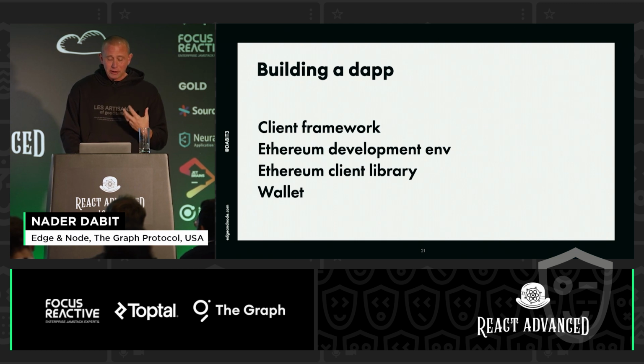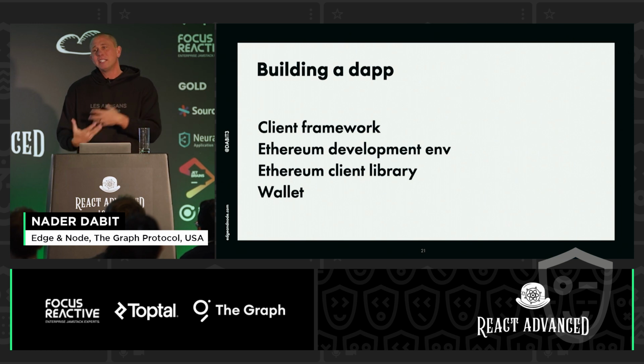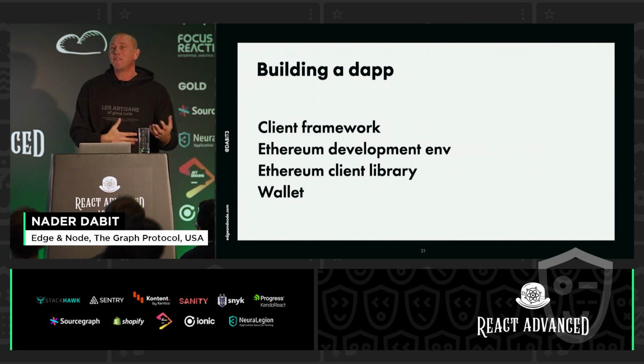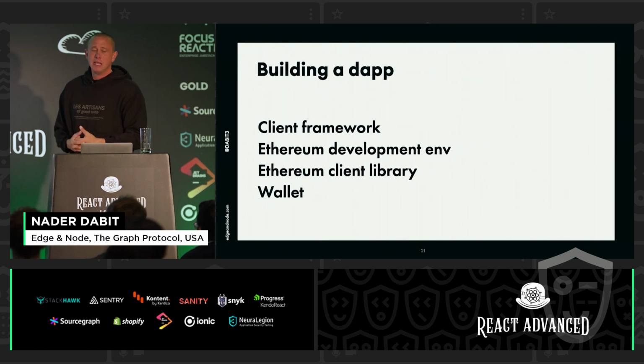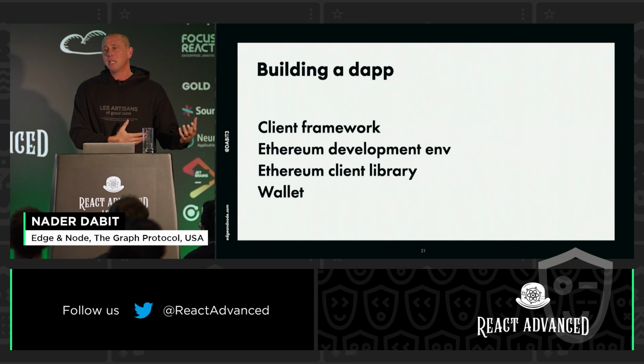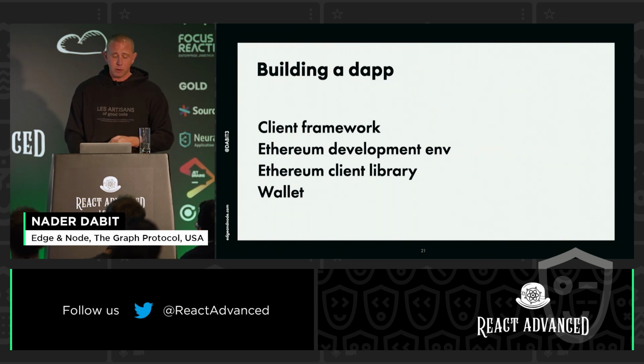We also need our Ethereum client library, and we need our wallet. So the wallet is the identity. The Ethereum client library could be thought of as something like Axios or Fetch or GraphQL Apollo. This sends API requests via RPC endpoints to the network that we're interacting with.